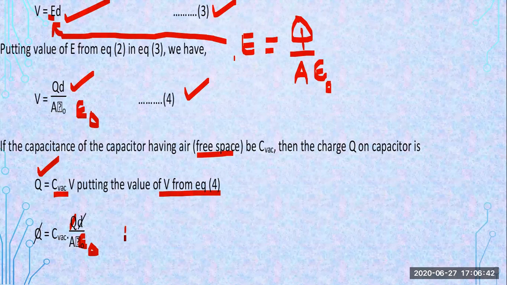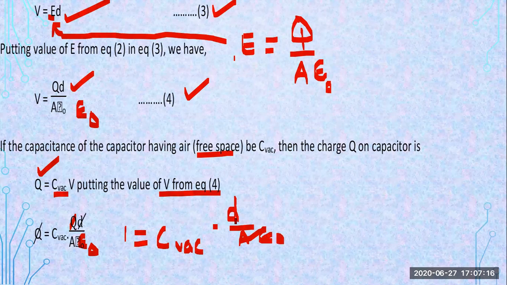So it is basically Q divided by Q is 1, that is equal to C, the capacitance in the vacuum, times D divided by A epsilon naught. Here it is. So we will simplify it.